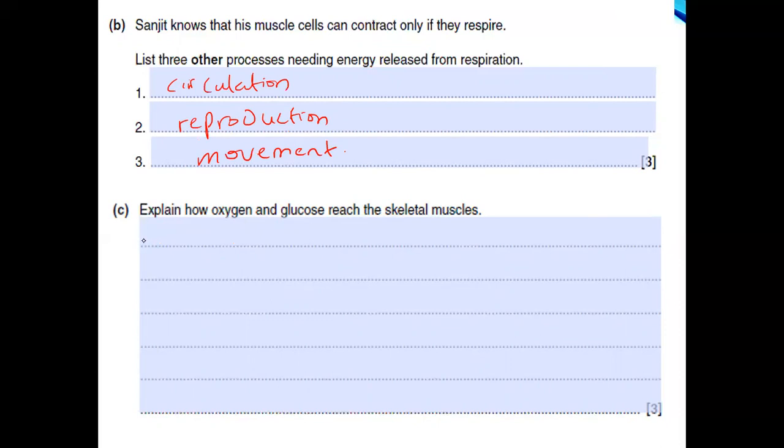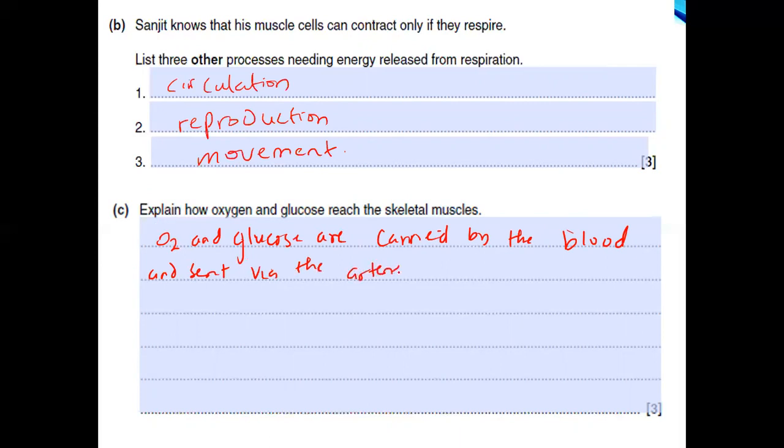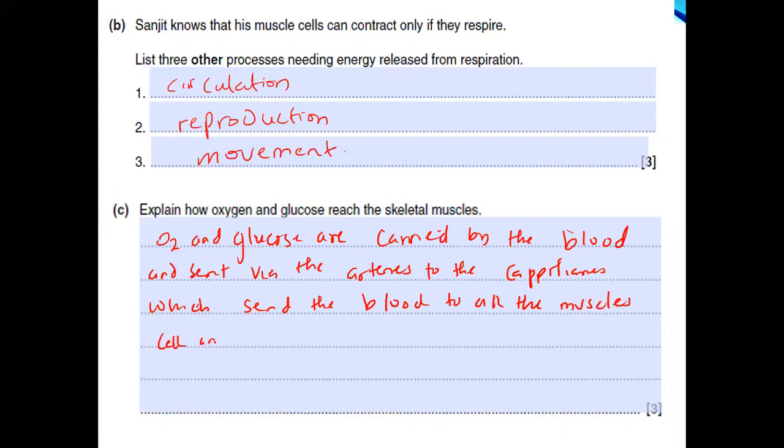The oxygen, O2, and glucose are carried by the blood and sent via the arteries to the capillaries, which send the blood to all the muscle cells and allow them to use it for respiration and get energy from it.